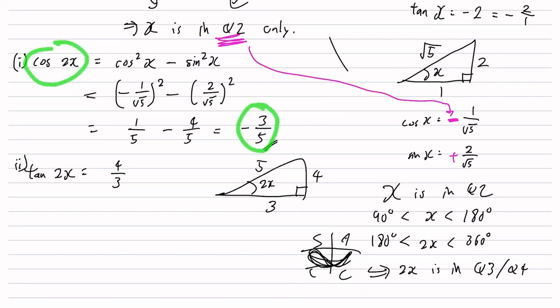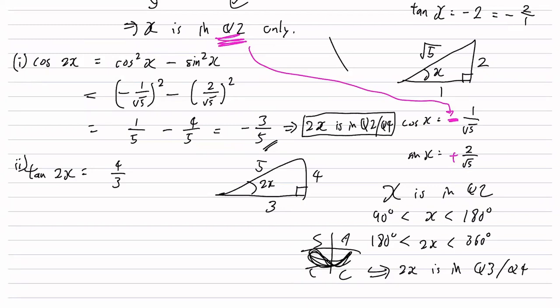Cosine 2x is negative 3/5 by the formulas. Right? The formula will always be correct. Cosine 2x is negative. What can we deduce about 2x? It means that it's either quadrant 2 or quadrant 3. Cosine is negative means it's quadrant 2 or quadrant 3. That is correct. But what else do we know about 2x? It must obey this rule here.